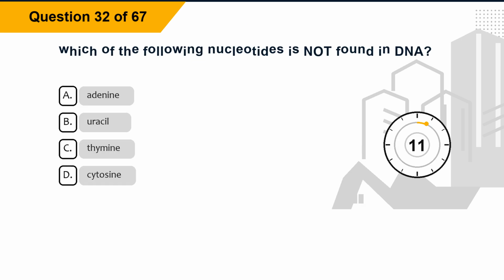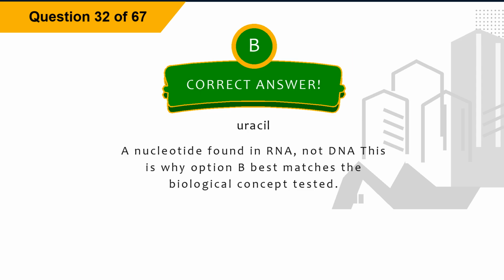Question 32. Which of the following nucleotides is not found in DNA? Option A, adenine. Option B, uracil. Option C, thymine. Option D, cytosine. The correct answer is option B, uracil. Explanation: a nucleotide found in RNA, not DNA. This is why option B best matches the biological concept tested.